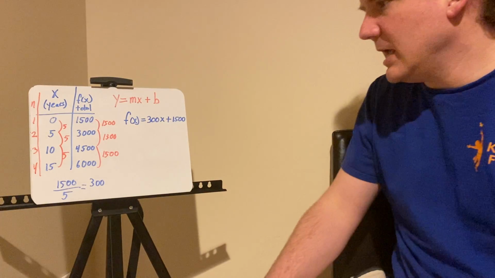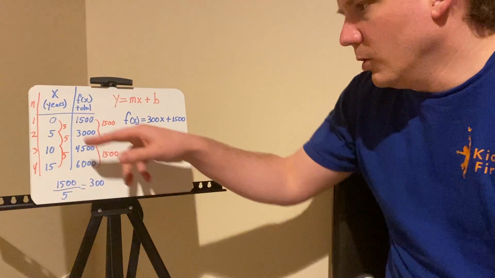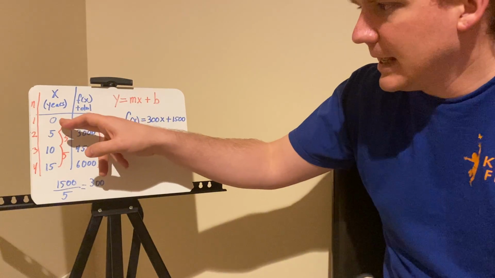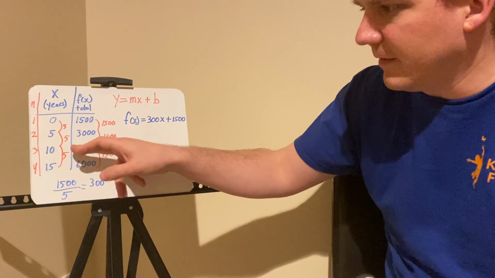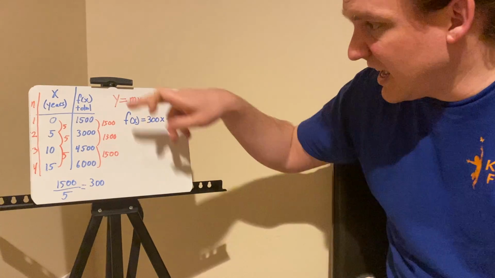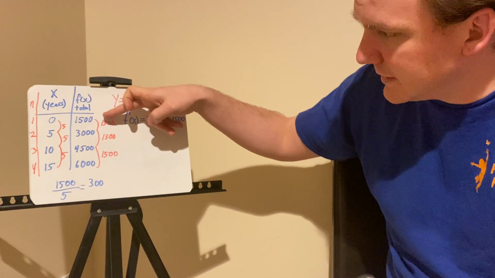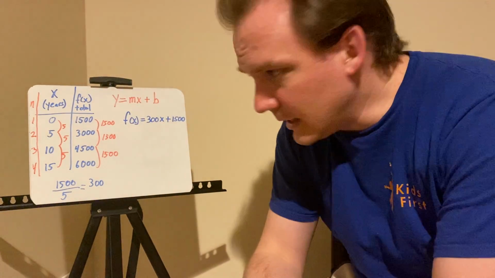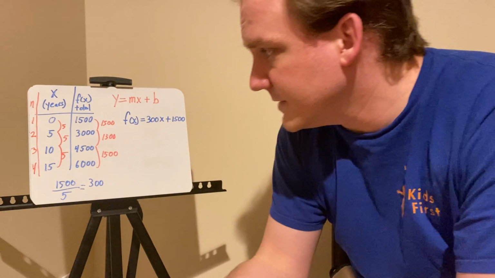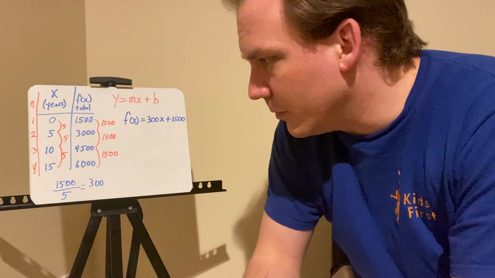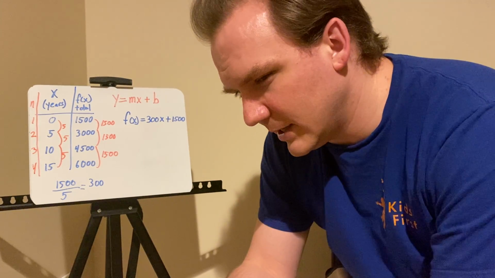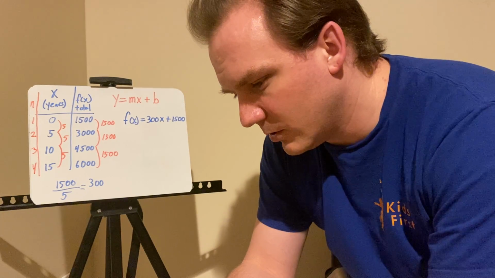So if I'm given a table, I want to look at how it changes. In this case, x increases by 5s, and f of x increases by 1,500. So what I have here is a common difference, so it's linear, and I might think, oh, maybe that's like an arithmetic sequence. But that doesn't always lend itself to writing a linear equation.